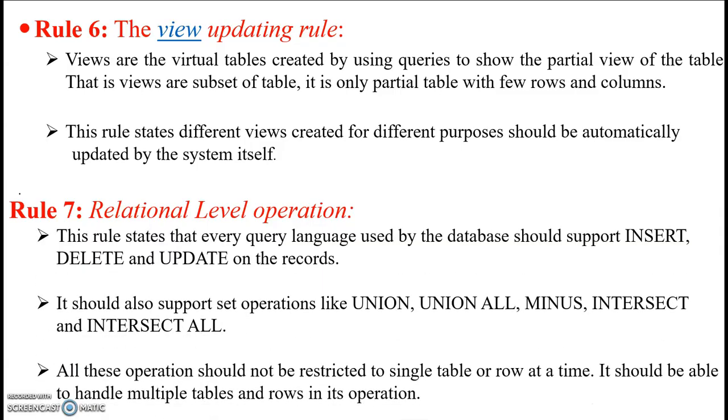The rule number 7 says relational level operation. What do we understand by relational level operation? The rule states that every query language used by the database should support insert, delete, update on the records. Obviously, it should give some support for set operations as well, such as union, intersection, difference, union all. All these set operations should also be supported by that query language. Then all these operations should not be restricted to a single table or a row at a time. It should be able to handle multiple tables and rows in its operation.